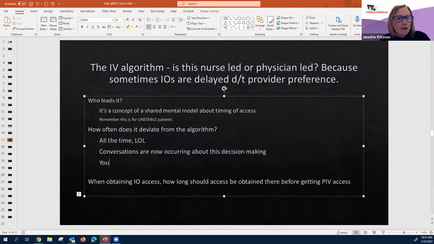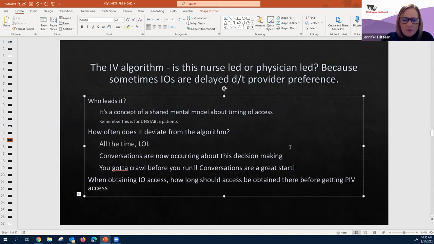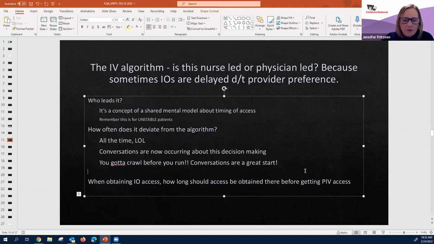So let's see if we can get an IV in order to do what we have to do, versus, "I have an unstable patient. Why don't we have an IO at the bedside?" And it's also giving teams who are trying to get peripheral access the permission to say, "Hey, I'm not able to get this. Can we go to the IO?" So definitely a great conversation starter to do the right thing for each unique patient.